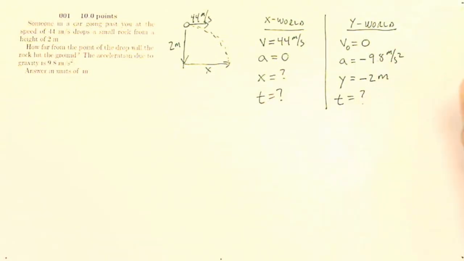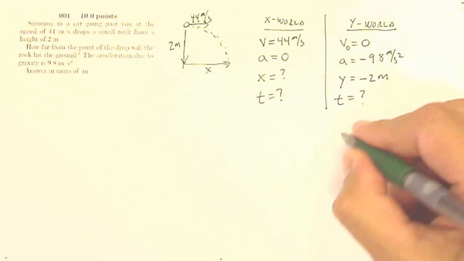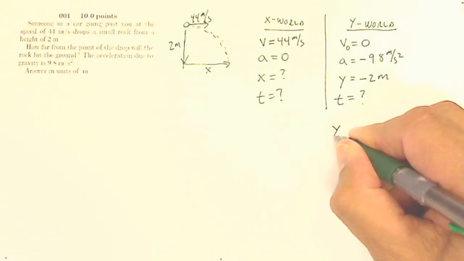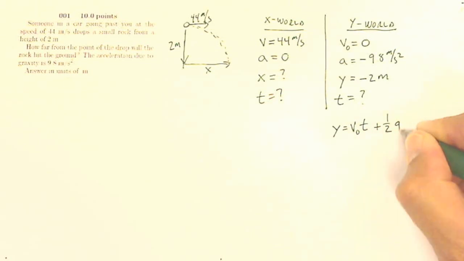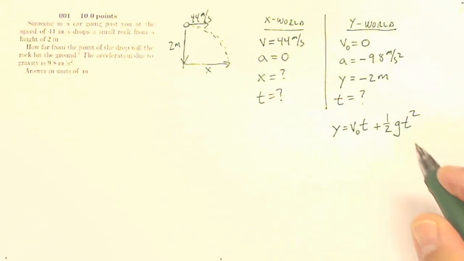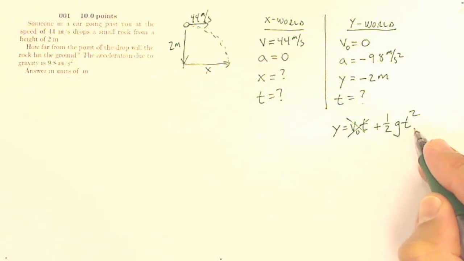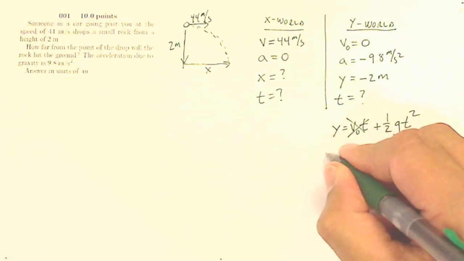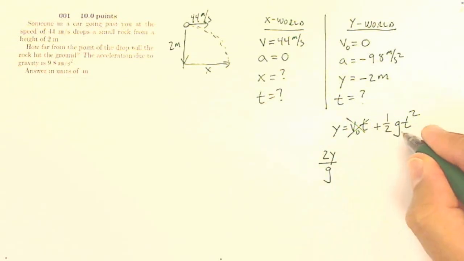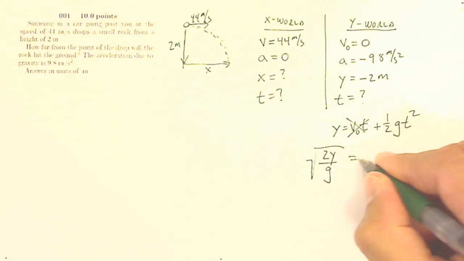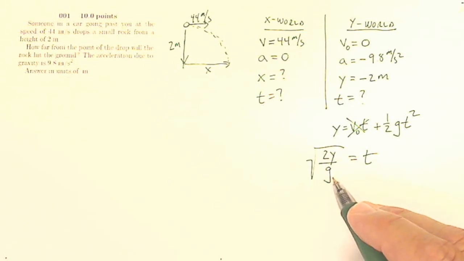So here, I don't know the time, but I have an initial velocity, an acceleration, a displacement, and I'm looking for time. So I have an equation that tells me that my displacement is my initial velocity times time plus 1/2 my acceleration times time squared. Now, it's a good habit to get into: if you see that your initial velocity goes away, let's rearrange this and solve for time. So I'm going to multiply by 2, so I get 2y, and divide by g, and then square root, and that is going to be my time. My time is going to be the square root of twice the height divided by the acceleration of gravity.